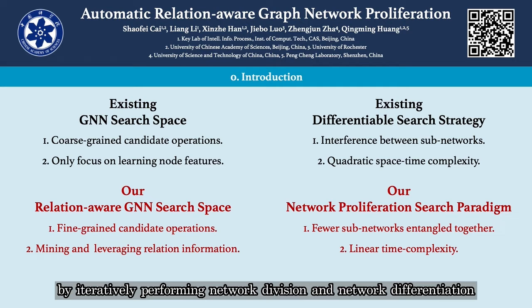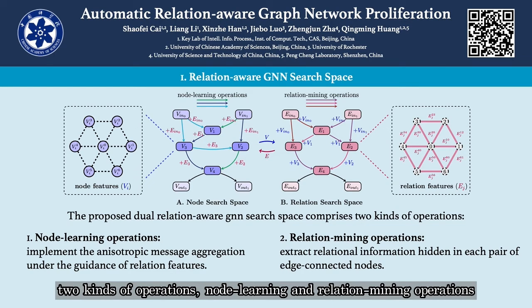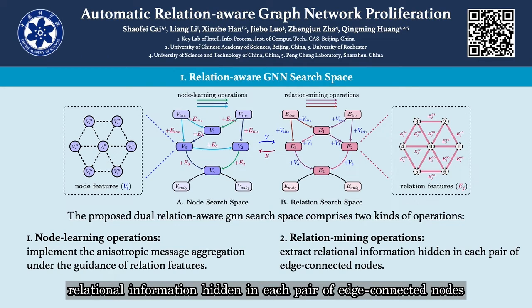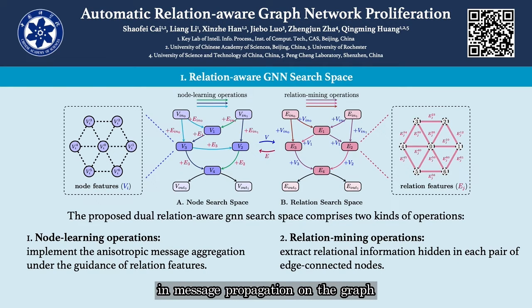The proposed dual relation-aware GNN search space comprises two kinds of operations: node learning operations and relation mining operations. The node learning operations can implement the anisotropic message aggregation under the guidance of relation features. The relation mining operations can extract relational information hidden in each pair of edge-connected nodes. It realizes the organic combination of node learning and relation mining in message propagation on the graph.